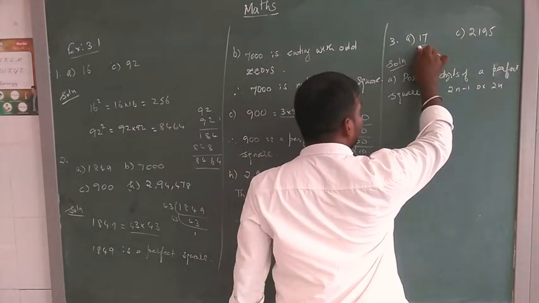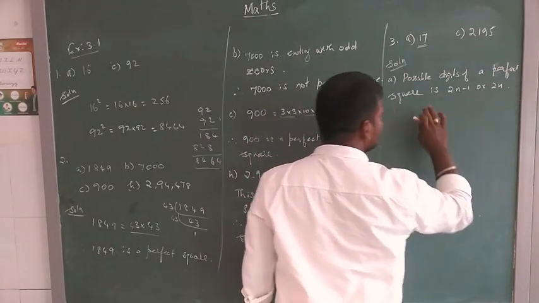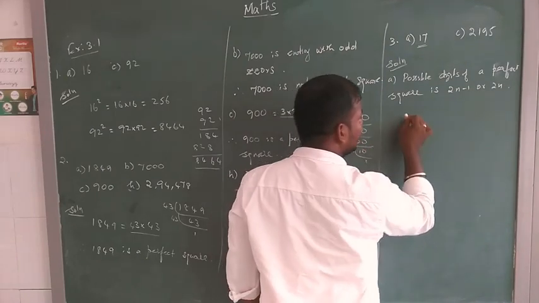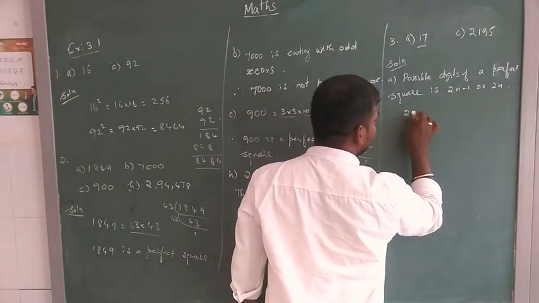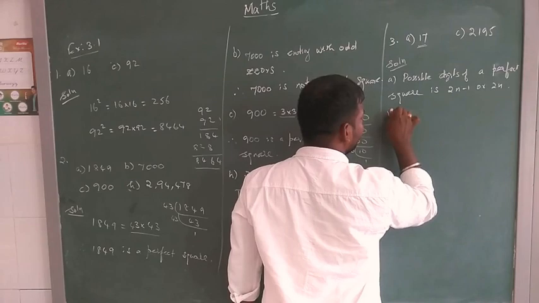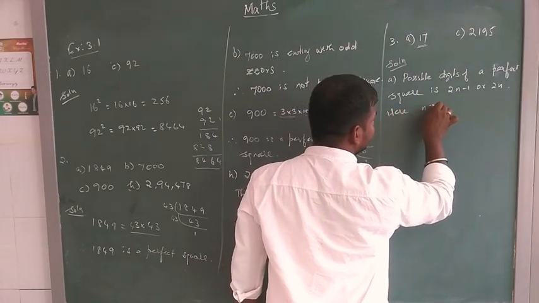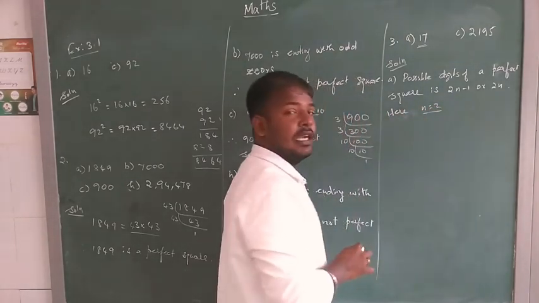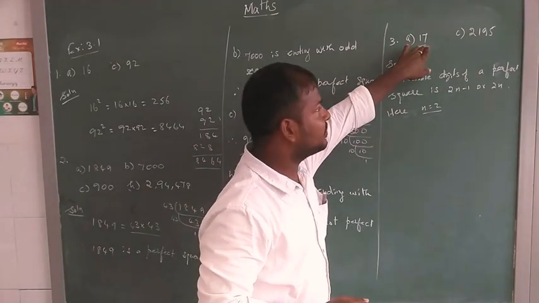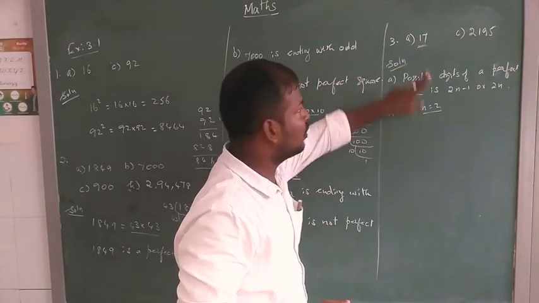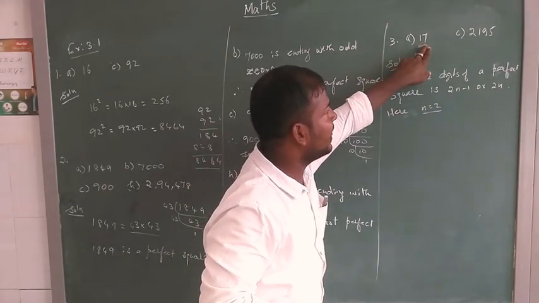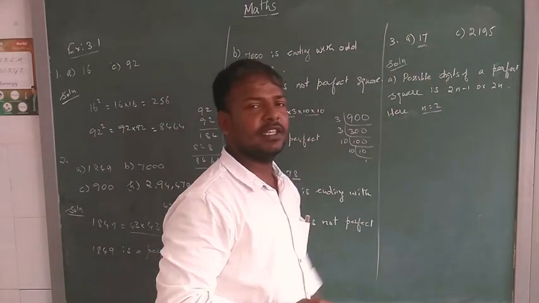So 17, how many digits? 2 digits. So what is the possible number of outcomes? 2n minus 1 or 2n. Here n is equal to 2. n represents how many digits are in that number. So 2 digits are there, 1 and 2. That is why we are taking n equal to 2.